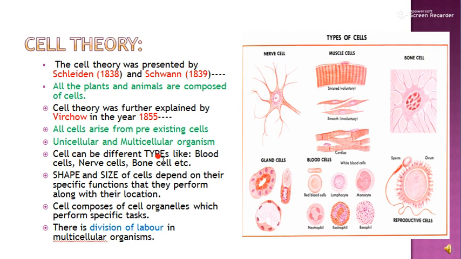Cells can be of different types, in different organisms as well as in our own body. We can observe different types of cells in their shape, size and type in our body also: blood cells, nerve cells, bone cells. You can observe here these are the blood cells, different type. This is a bone cell, again a different type of cell. This is a nerve cell. So cells may be of different types, and may have different sizes and shapes. You can easily observe in this figure.